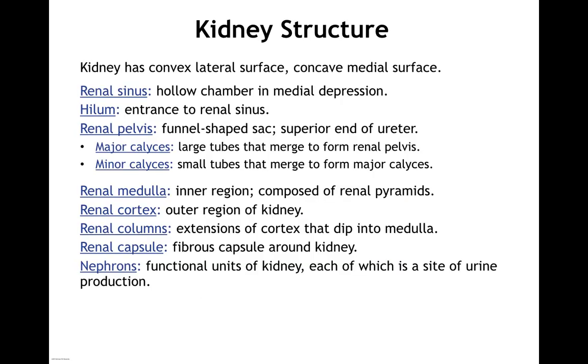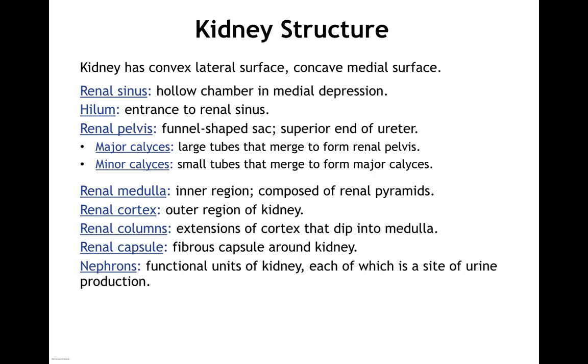So we have a convex lateral surface and a concave medial surface. The renal sinus is the hollow chamber in that medial depression. The hilum is the entrance to the renal sinus. That's where we saw hilum in the lung as well. Renal pelvis is a funnel-shaped sac. It's the superior end of the ureter.